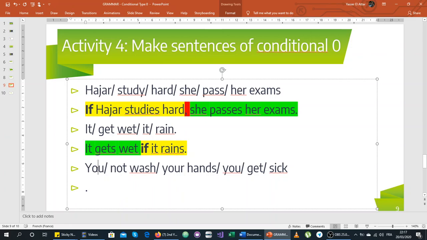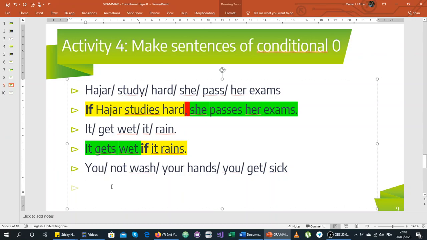So here, what do we have here? You not wash your hands, get sick. Okay, so what happens first? You don't wash your hands and then you get sick, or you get sick and then you don't wash your hands? Of course, if you don't wash your hands, like what is happening right now, there is a chance that you get coronavirus. So be careful, wash your hands.